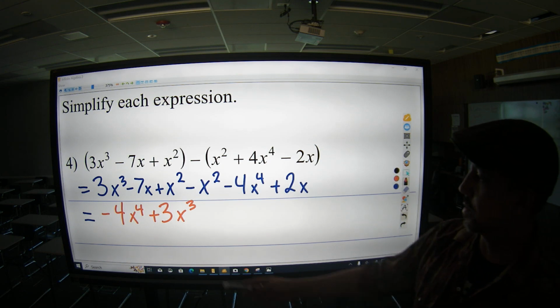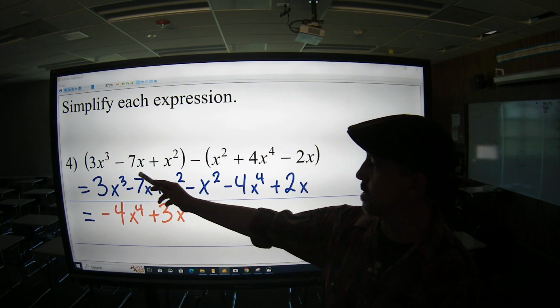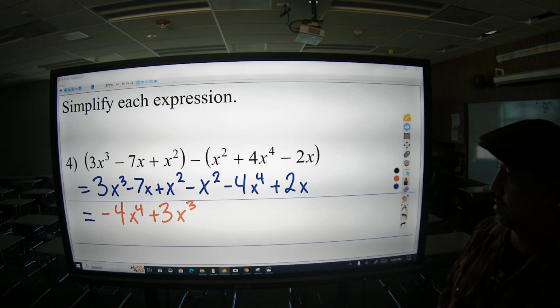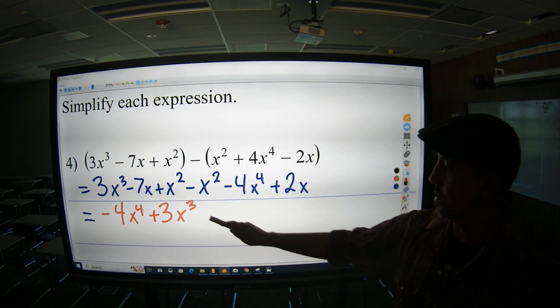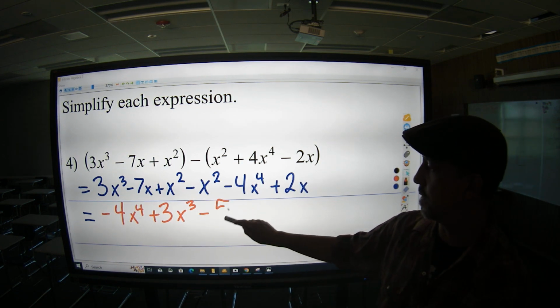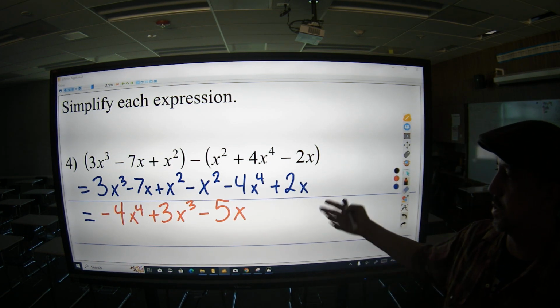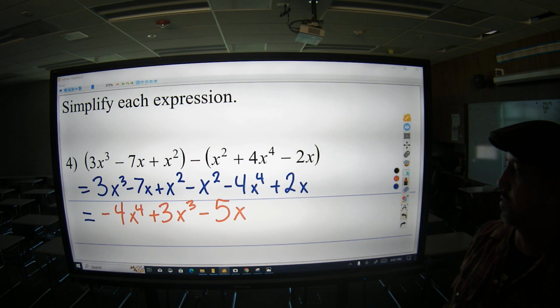Now, we're gonna look for the next thing, which would be the linear term. And so I have negative 7x, and I have to add 2x to that. So that should give me negative 5x. Okay, I don't see any constant terms up here, and so we're done now, and we've combined everything that we could have combined.